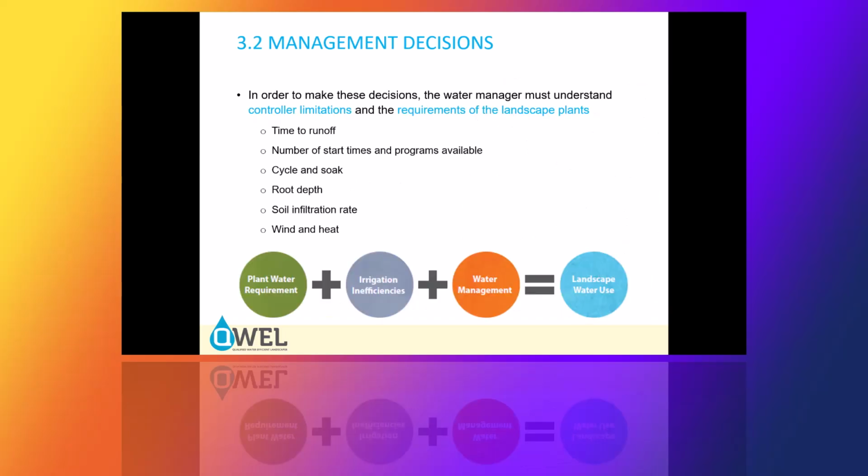In order to make these decisions, the water manager must understand the limitations of the controller as well as the requirements of the landscape. For example, how long does it take before runoff occurs? It's important to know. How many start times and programs does the controller have available? Is it possible to run more than one program at a time? And does the irrigation system have sufficient pressure to run more than one valve at a time? Does the controller have a cycle and soak option? How deep are the plant's roots in each hydrozone? What's the infiltration rate of the soil? If you're using overhead spray, you might want to avoid irrigating when it's typically windy and during the heat of the day in order to avoid water loss due to evaporation.